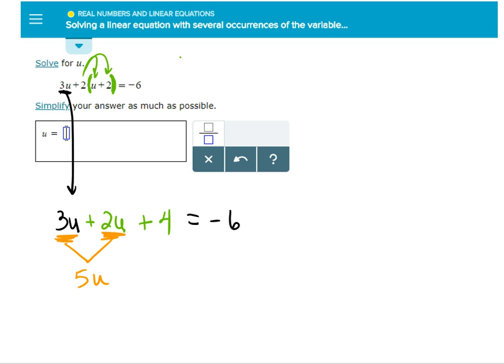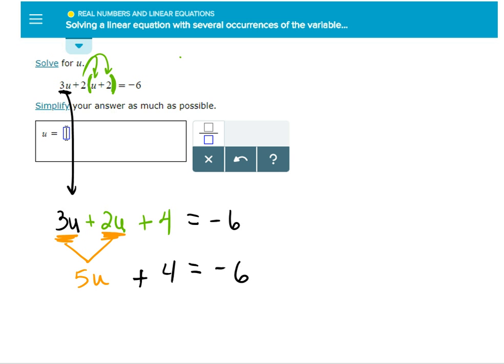It's like saying you've got $3 in one pocket, $2 in another pocket, you've got $5, period. And then I still have the plus 4 equals, and then the only thing that's on the right side of the equal sign is the negative 6, so that's all there is there. So you've distributed and you've combined like terms. Now what you're going to do is start to isolate the variable.